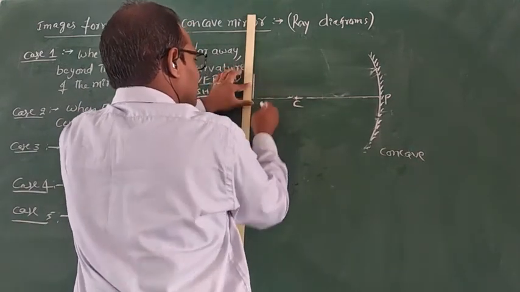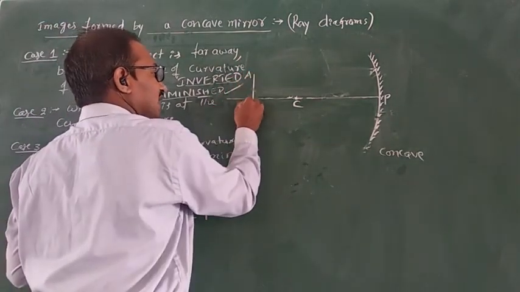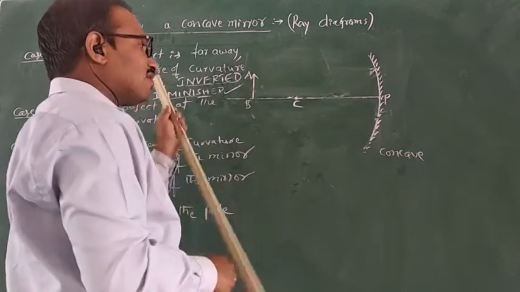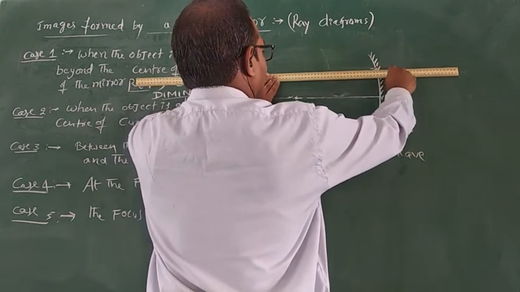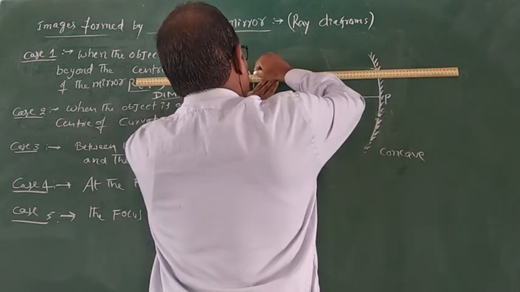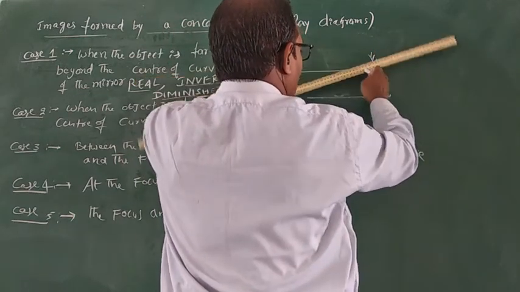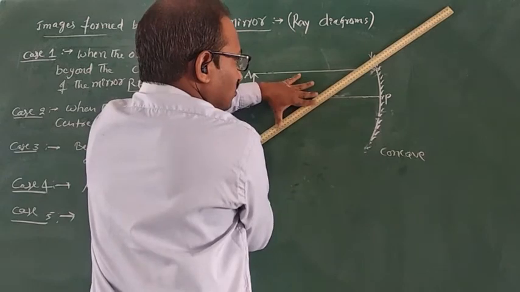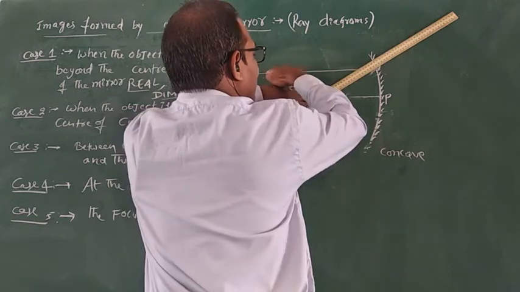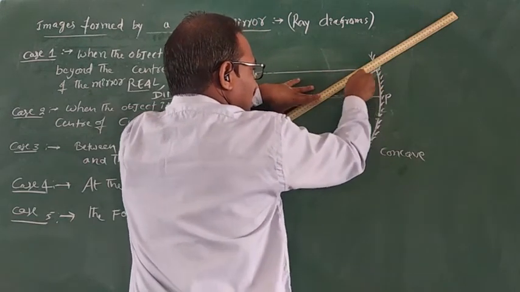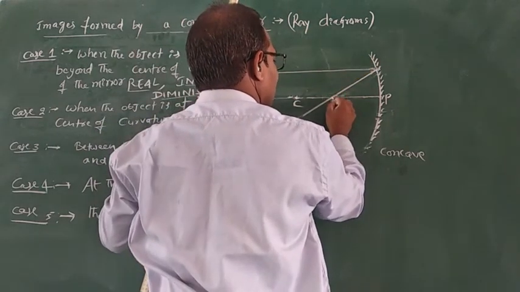Now this is the object. I will name it A and B in this direction. Now I am applying the laws of reflection by a spherical mirror. A ray parallel to the principal axis, after reflection, will pass through the focus. This is the focus.